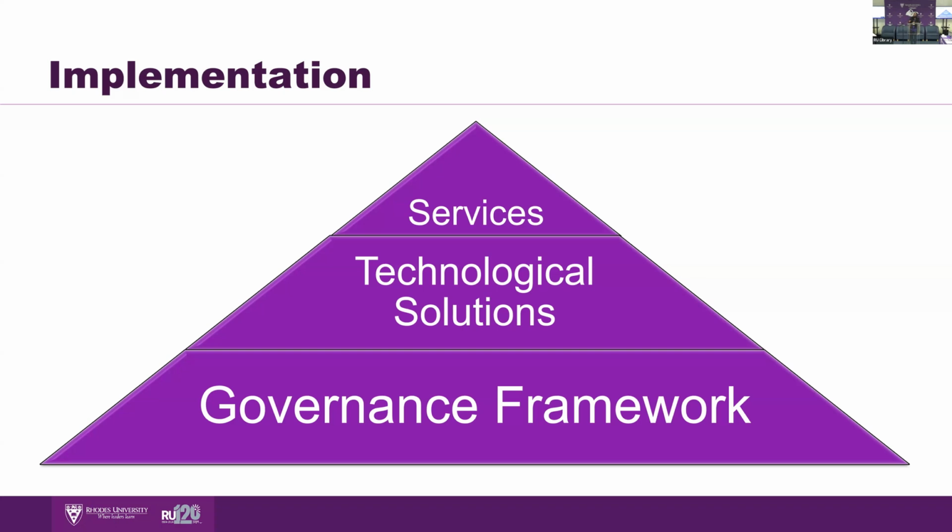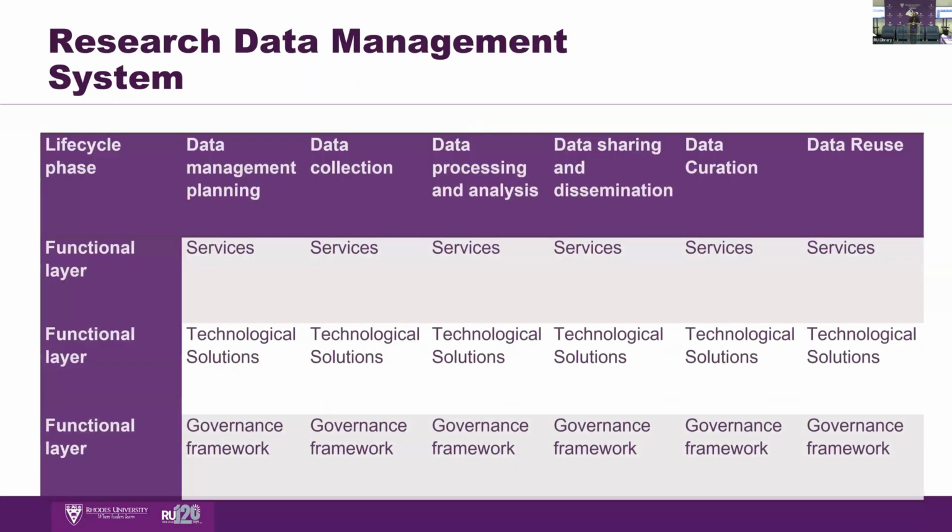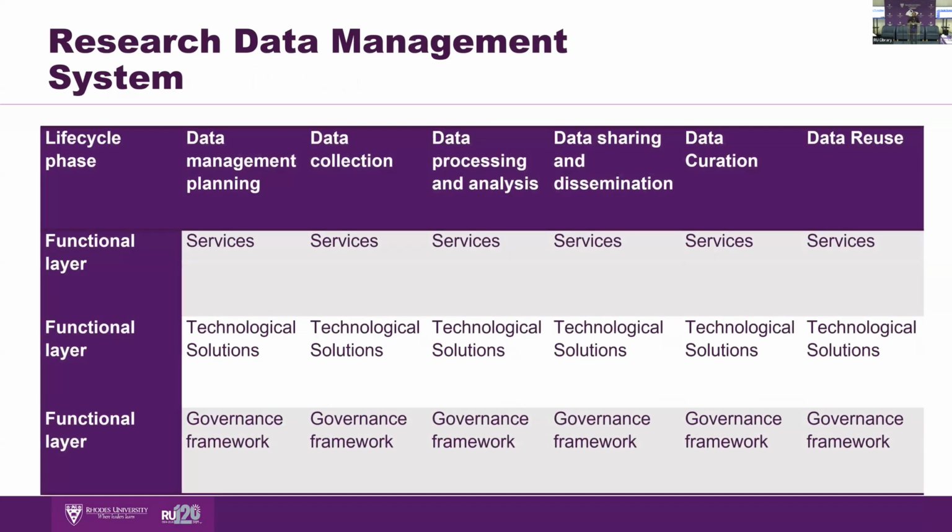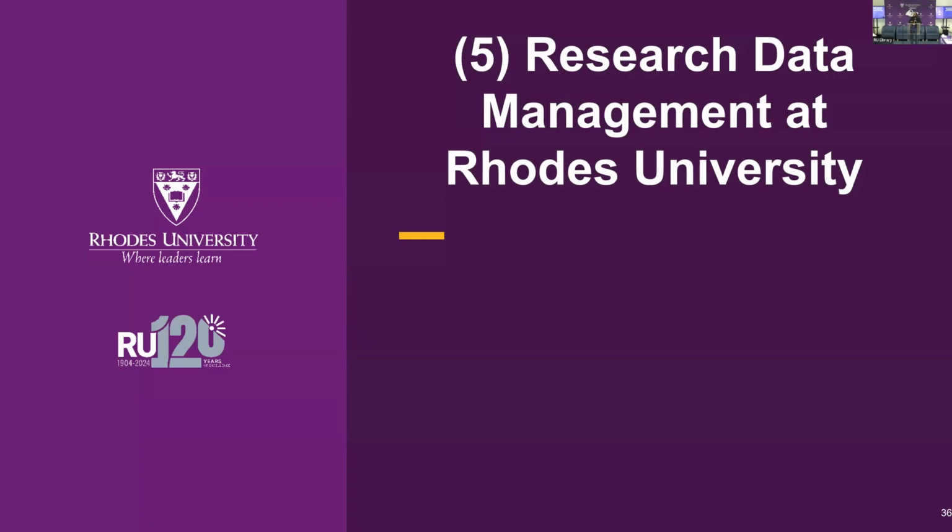Now, these functional areas or layers can be merged with that 6-stage life cycle. So essentially what you wind up with is something that looks almost like a 3-dimensional cake. It's a bit difficult to visualize graphically here, so I prefer to visualize it in tabular form. But what you'll find is that in any given step of the research data management lifecycle, there's a component of a governance framework, technological solutions, and services. So those two get merged together. Now, let's proceed to have a look at how one can view research data management at Rose University through the lens of that kind of framework.